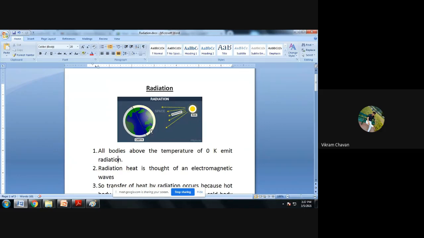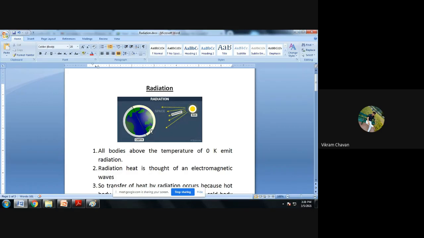Why is it happening that there is no medium in between sun and earth, yet we are receiving the energy from the sun? Because the kind of energy we are receiving is called radiation energy, or this energy transfer from sun to earth is called radiation heat transfer.